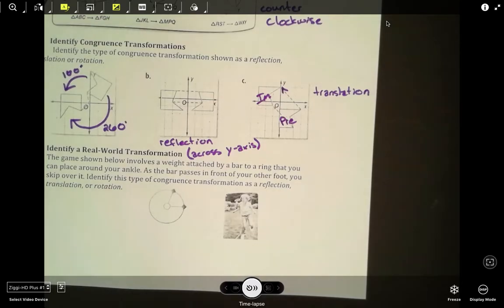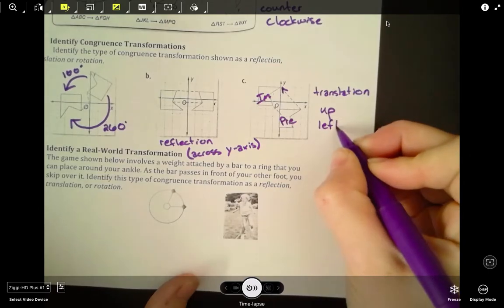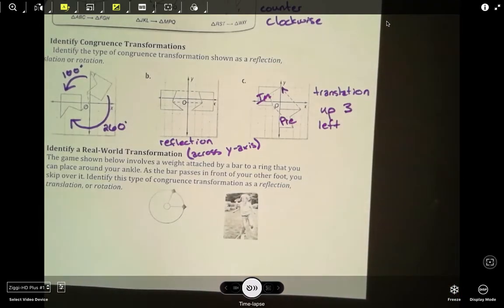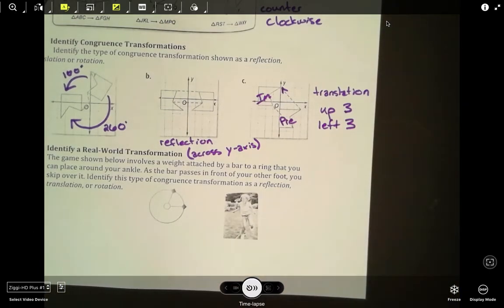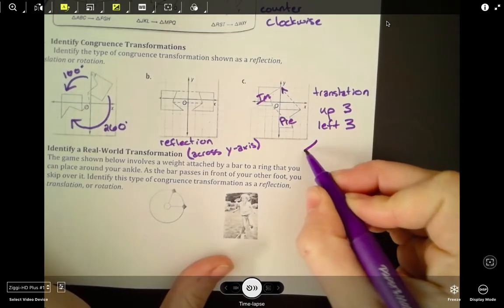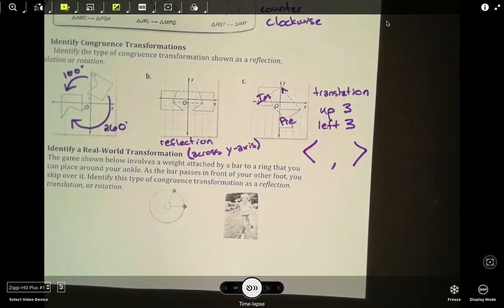Okay, how many are we going up? 4. 3. Oh, 3. How many are we going left? 2. 3. We're going up 3 and left 3. All right. When we start to do coordinates on the back side of this sheet, they will do this to you. They will say, and they'll write it in like triangular brackets, and they'll write it like this.